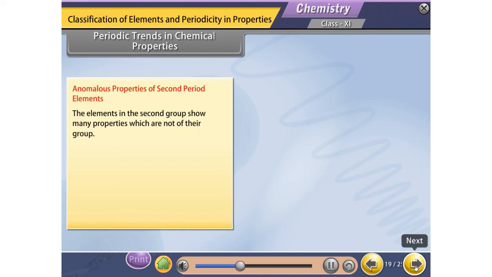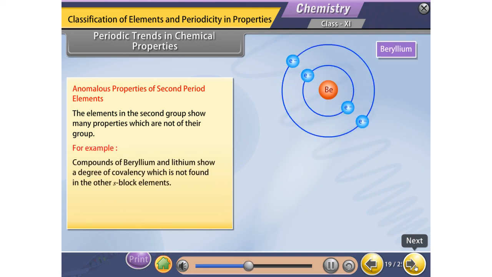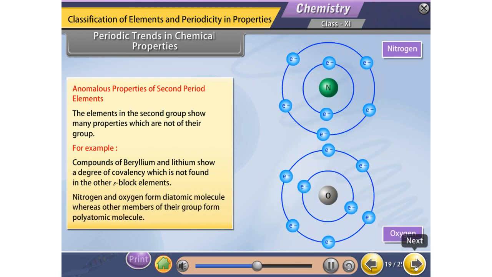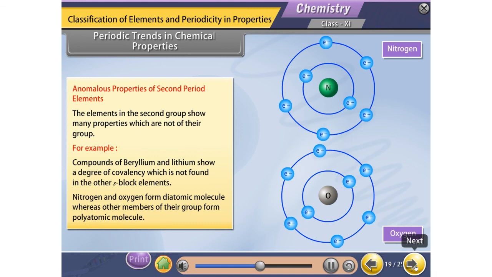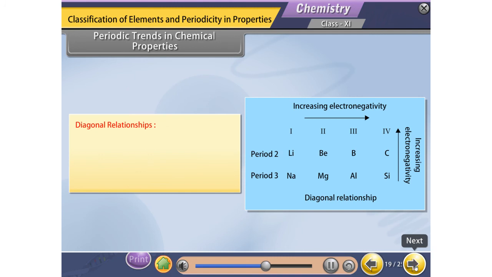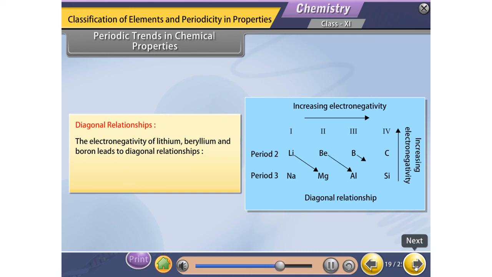Anomalous properties of second period elements. The elements in the second period show many properties which are not shown by the rest of their group. For example, compounds of beryllium and lithium show a degree of covalency which is not found in the other s-block elements. Nitrogen and oxygen form diatomic molecules, whereas other members of their group form polyatomic molecules. Diagonal relationships. The electronegativity of lithium, beryllium and boron leads to diagonal relationships. Lithium is strikingly similar to magnesium, beryllium to aluminum and boron to silicon.